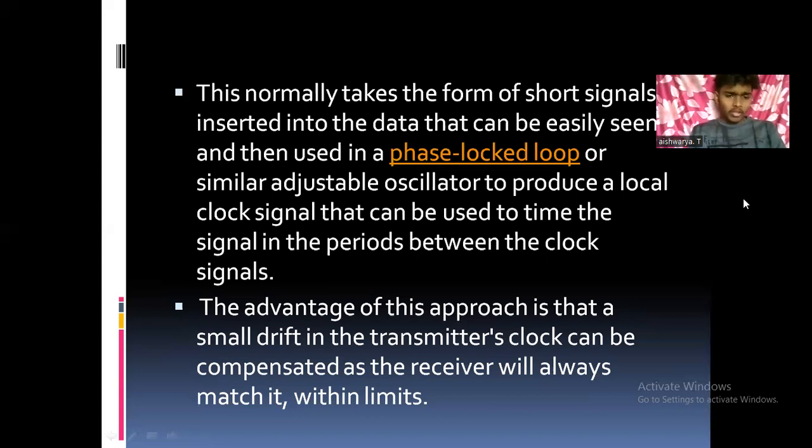The main advantage of this approach is that a small drift in the transmitter's clock can be compensated, as the receiver will always match it within the limits. We can adjust the adjustable oscillator to produce a local clock signal that can be used to time the signal in the periods between the clock signals.